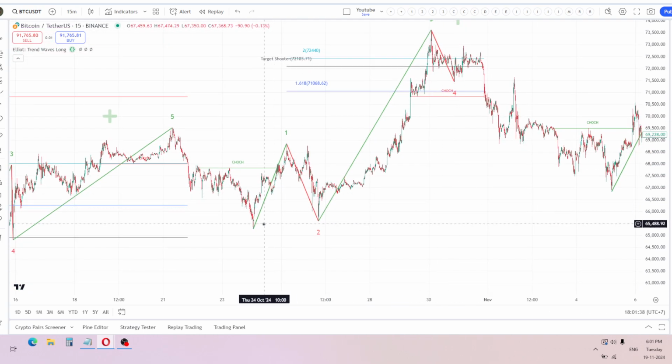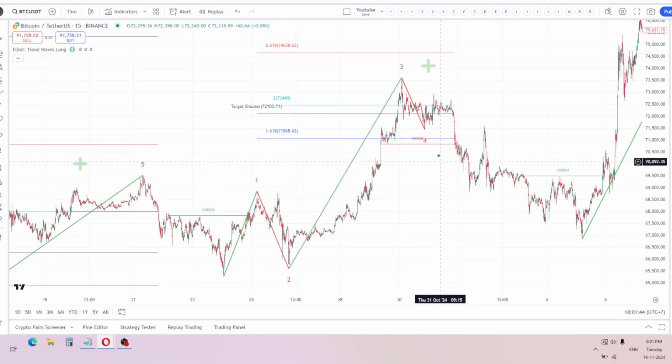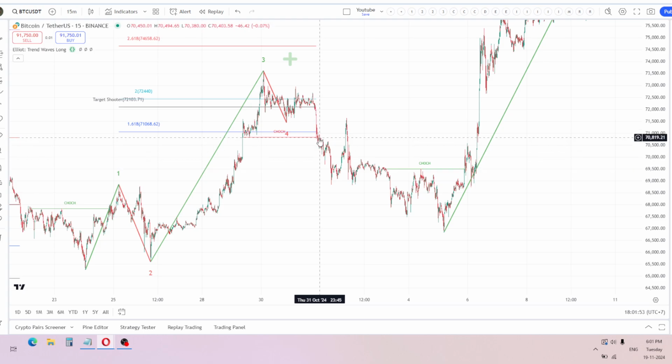Next example, first wave, second wave, breakout, stop loss, move stop loss below the fourth waves, and we see 3 targets reached over there, and the ultimate exit was also made in profit.